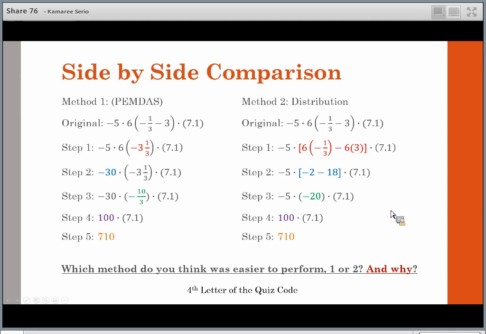Okay, the fourth letter of the quiz code is E as in elephant. So you should have H-O-N-E. You can probably guess what the quiz code is by now, but you'll get that last letter on this next slide.